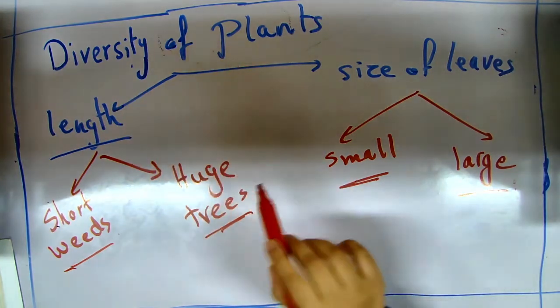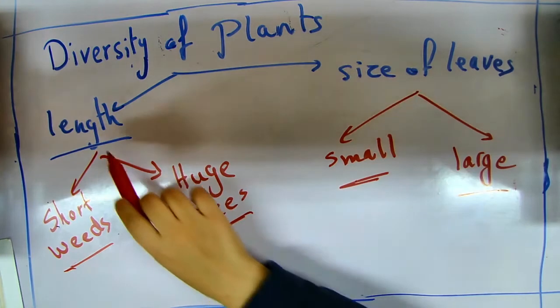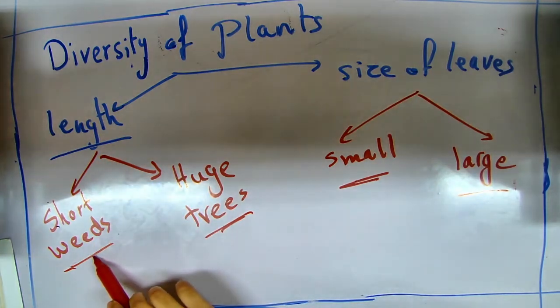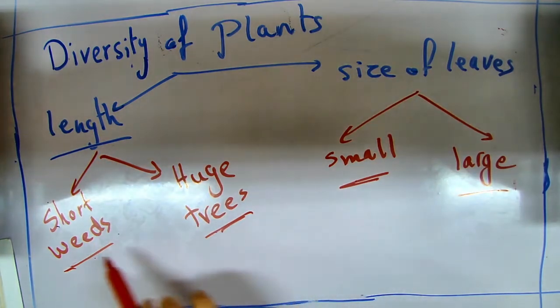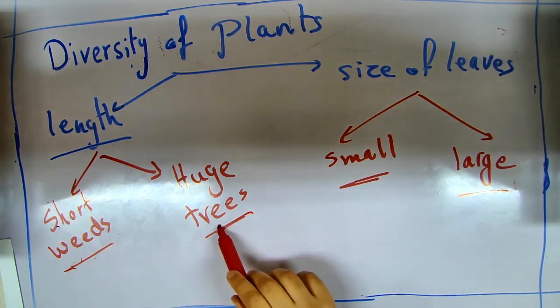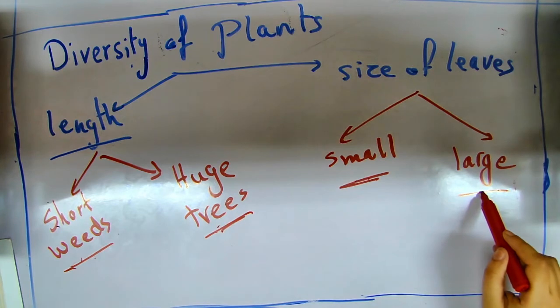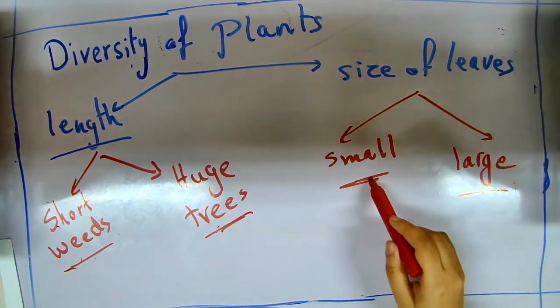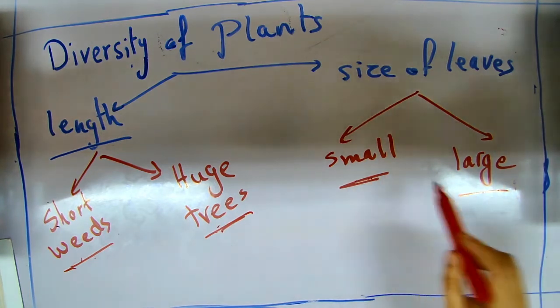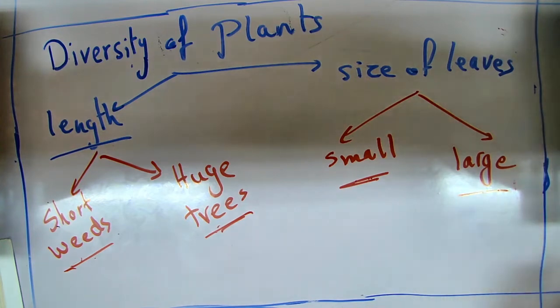Again, diversity of plants. Some are short ones or huge trees. Short ones like clover and gambir, huge trees like palm tree and camphor. As for the size of leaves, some are small sized leaves like malaria, or large sized leaves like banana plant.